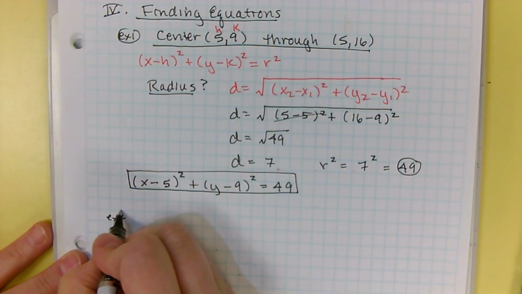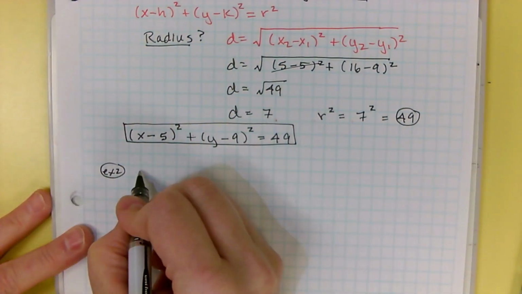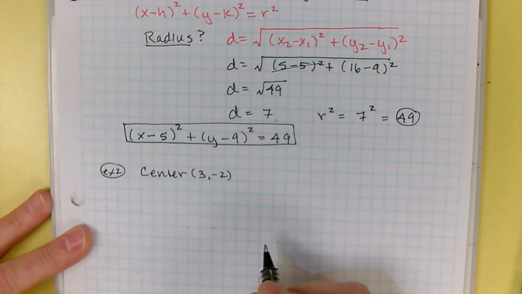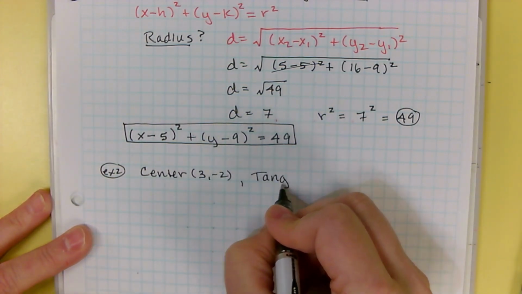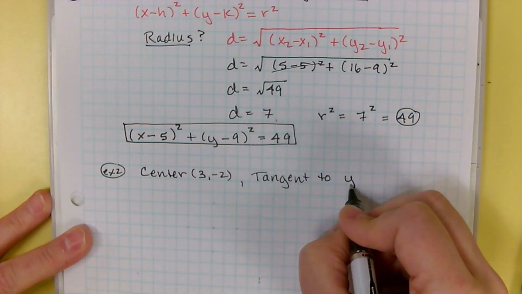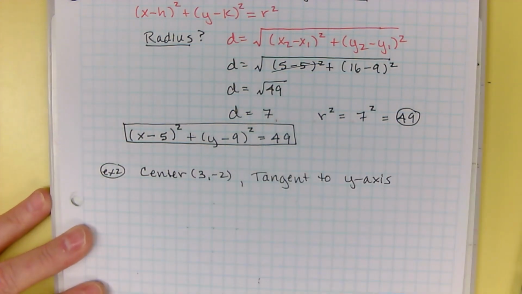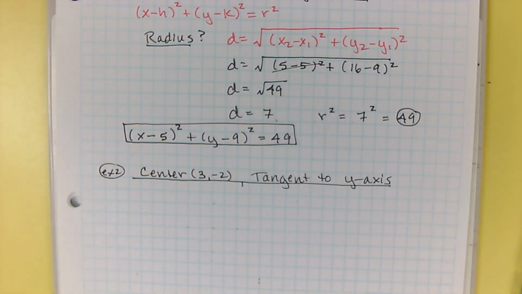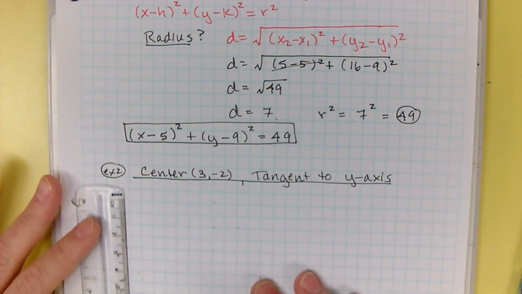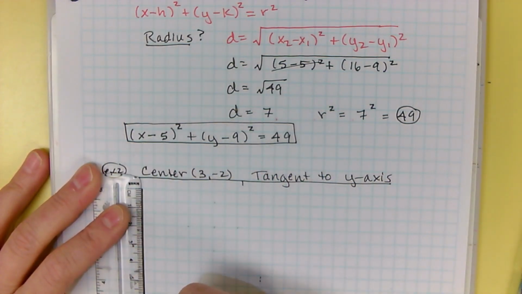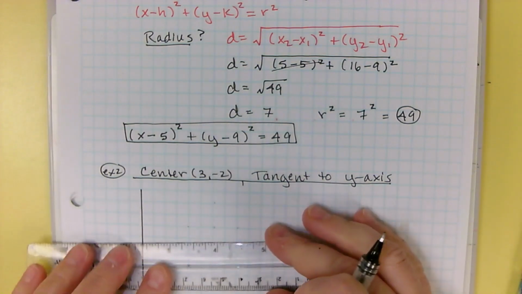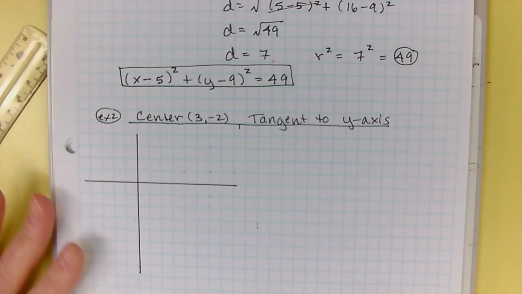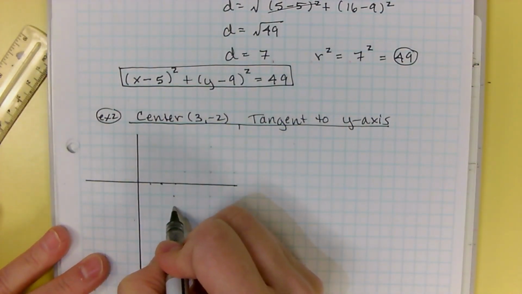All right, last one, example 2. Let's say that they give you the center, which is (3, negative 2), and then they tell you it is tangent to the y-axis. Okay, so this one is probably easiest if you sketch it or draw it. So draw a y-axis and an x-axis, and then plot the center on it. So 1, 2, 3 to the right, down 2.